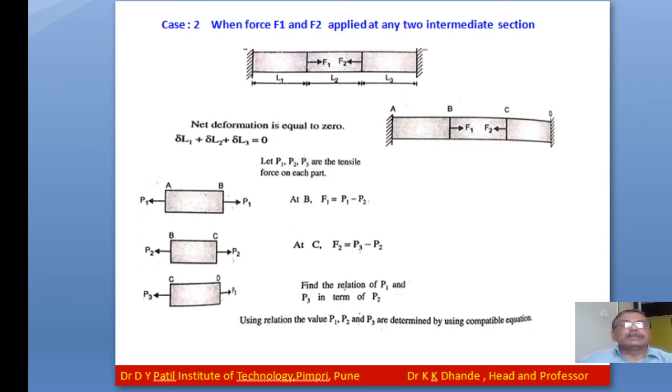When we consider the section CD, the third section, P3 tensile force is acting. In that case, again at point C, P3 will be greater than P2. So here we may write P3 minus P2. So here we get two equations in terms of P2. When we solve those two equations, we can get the values of P1, P2 and P3 by using the compatibility equations.